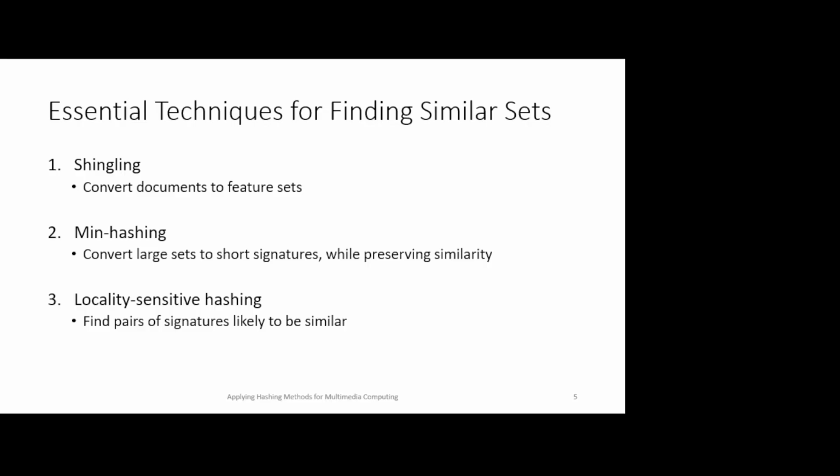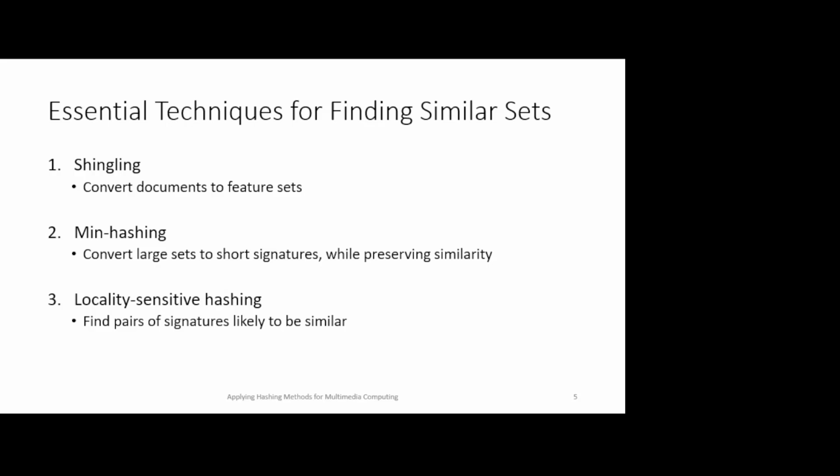And the second technique is called min hashing. Min hashing tries to convert your feature set to a short signature. So it's more compact, but even though it's a short signature, it still preserves the similarity between two documents. If they are similar, after they are converted into their min hash signatures, their signatures are still very close.